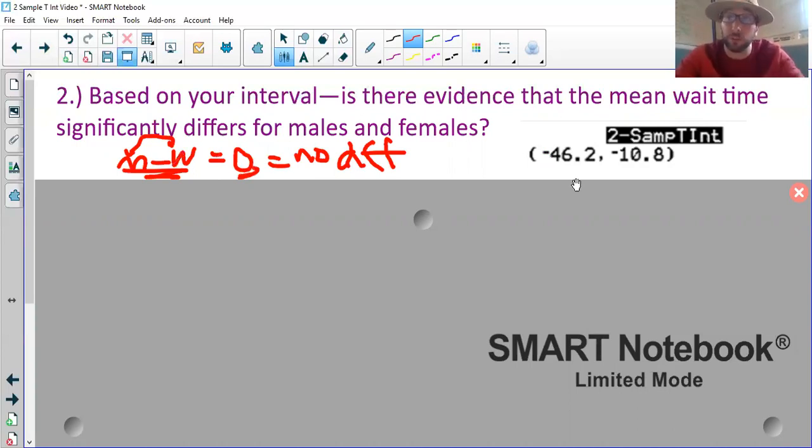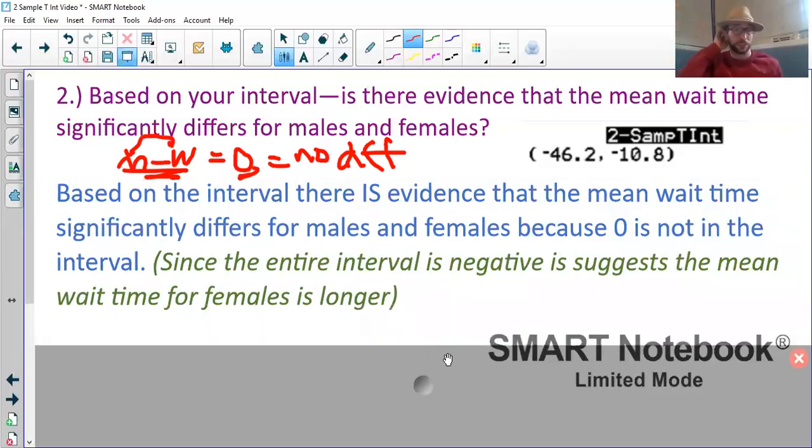So we want to think, does our interval contain 0? If so, we don't believe there's a significant difference, because that true difference might be 0. If our interval doesn't contain 0, then there is a significant difference, because we don't think the mean for men and women could have been the same. And so here there is evidence the mean wait time significantly differs for males and females, because 0 is not in the interval.